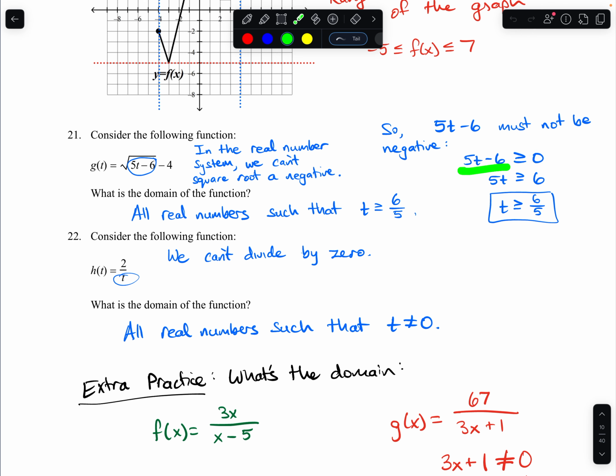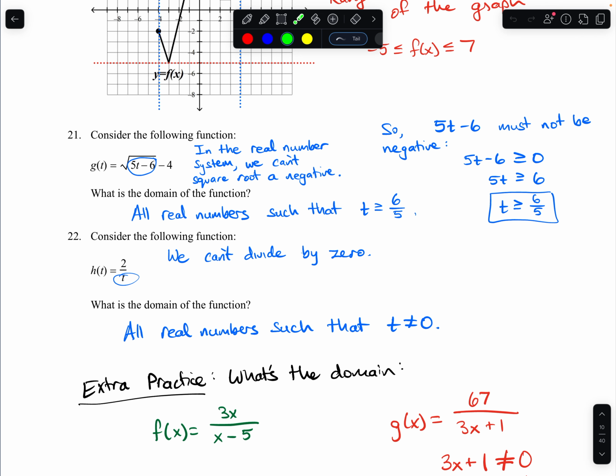So if we solve this for t, we're done. Add 6 to both sides, and we'll get that 5t must be greater than or equal to 6. And then if I divide both sides by 5, I'll get t is greater than or equal to 6/5. You could also say t is greater than or equal to 1.2 if you prefer decimals.